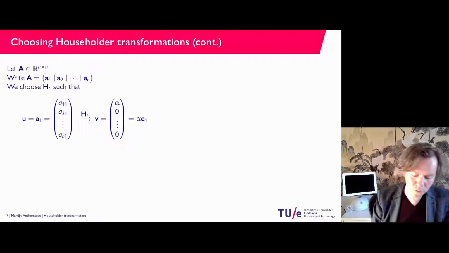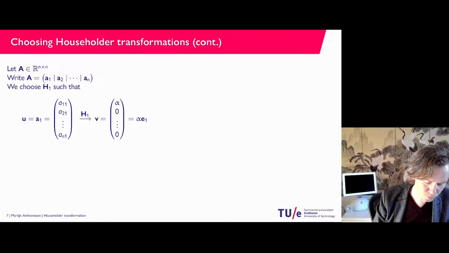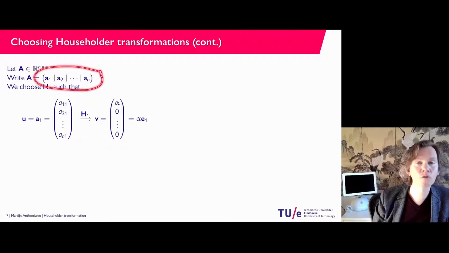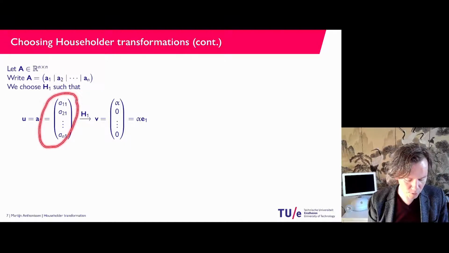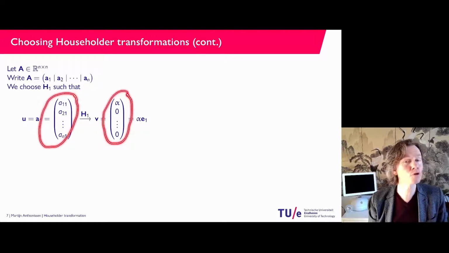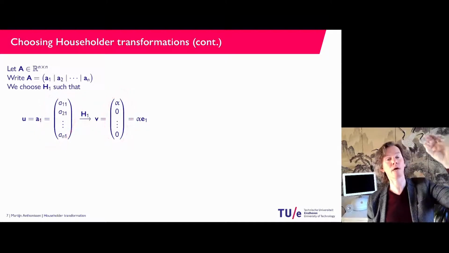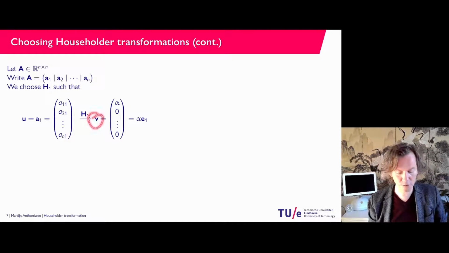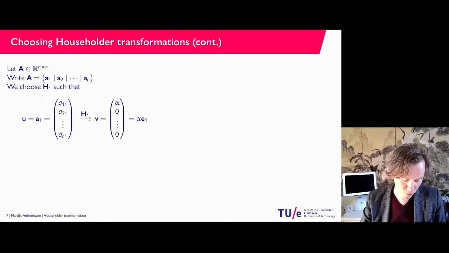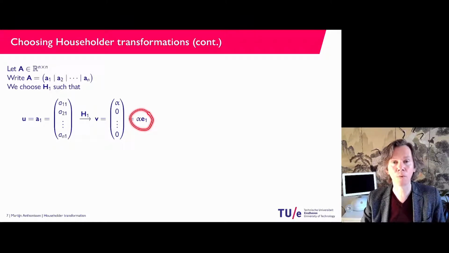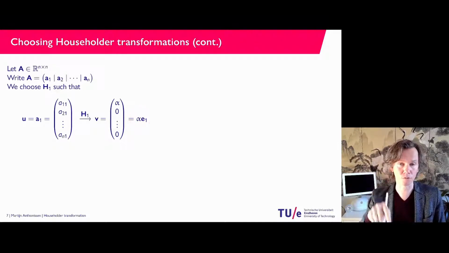So assume that we have a matrix, A, it's square. I'm going to write it in terms of its columns. So the columns of the matrix are A1 up to AN. And in the first step, I would like to transform this first column here into something that has zeros below the diagonal. So some number at the 1, 1 position of the matrix, or the first position of this vector v here, which I call alpha, and the rest is going to be zeros. So you can write it as alpha times E1, and E1 is then the vector 1, 0, 0, 0.